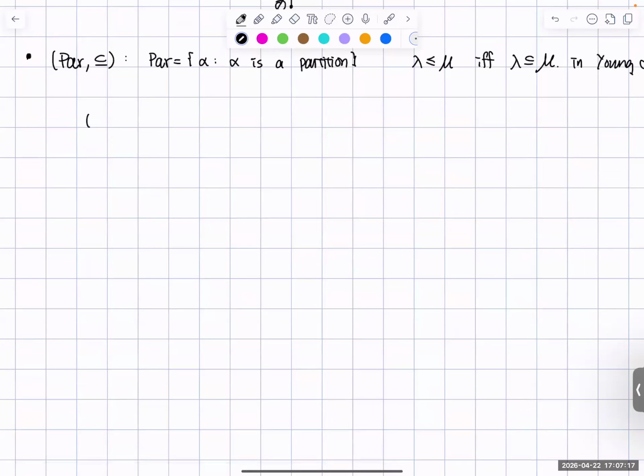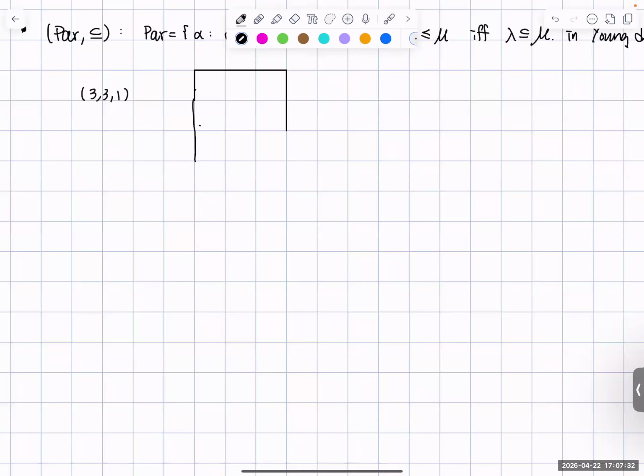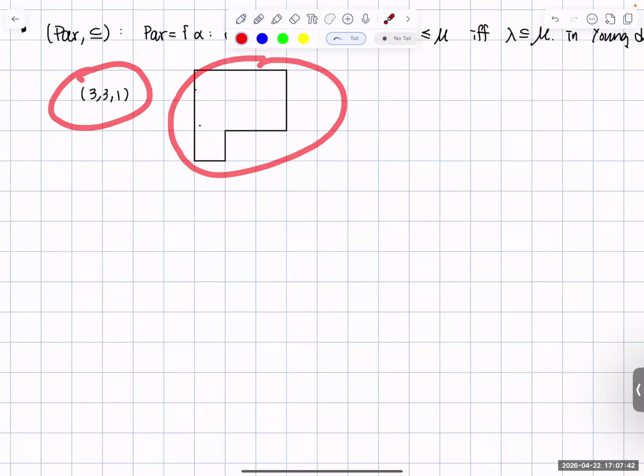So for example, if I have 3, 3, 1, that's a partition of 7. I'm using the English notation. So I'm going to draw 3 boxes on the first row, and then 3 boxes on the second row, and then 1 box in the third row. So that's 3, 3, 1 here. Does that make sense? Okay, so that's the Young diagram of the partition.